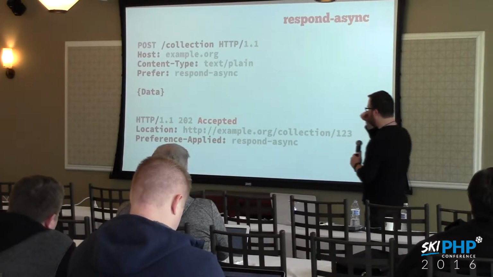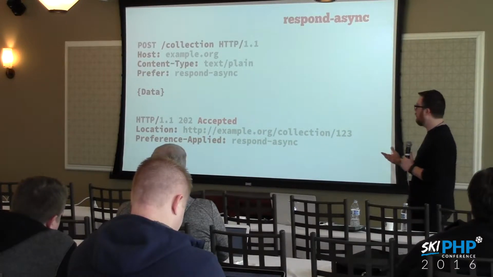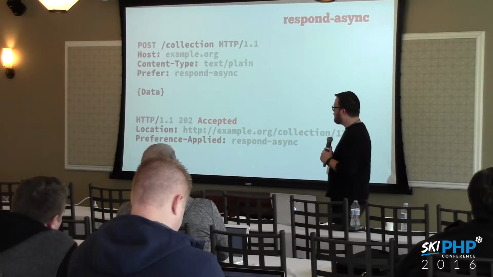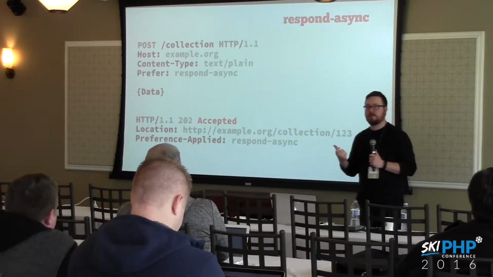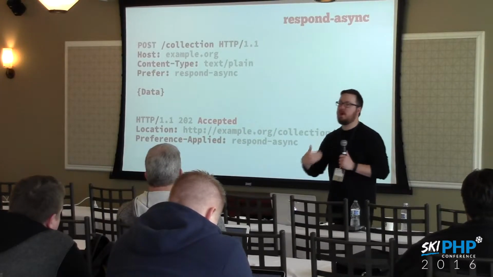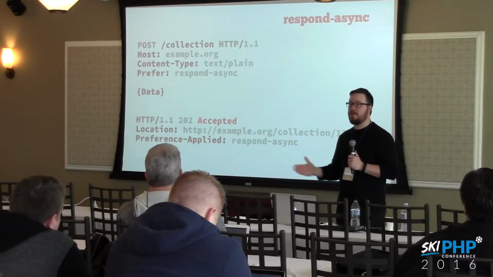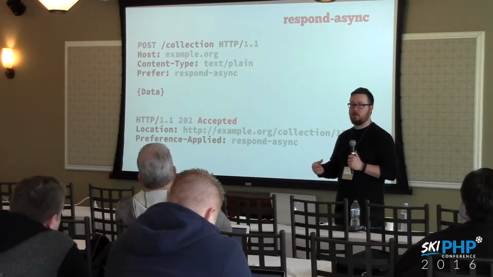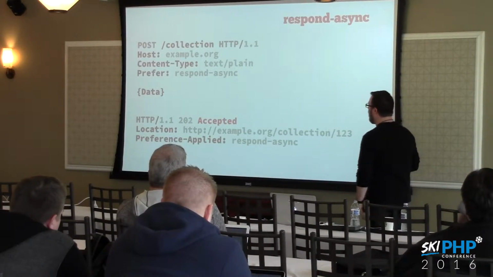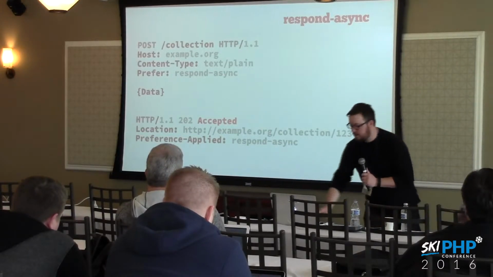In this case, I'm posting to a collection. And so posting to a collection should create a new item in that collection. And I have a Prefer header that says respond-async. So respond-async is one preference. And I'm telling the server that I want you to go ahead and just respond right away to my request, whether you can fulfill it or not. Just go ahead and come back to me because I don't want to be waiting on you to process it. Okay. And so in this case, it comes back with 202 Accepted, and it says that there's a preference applied.